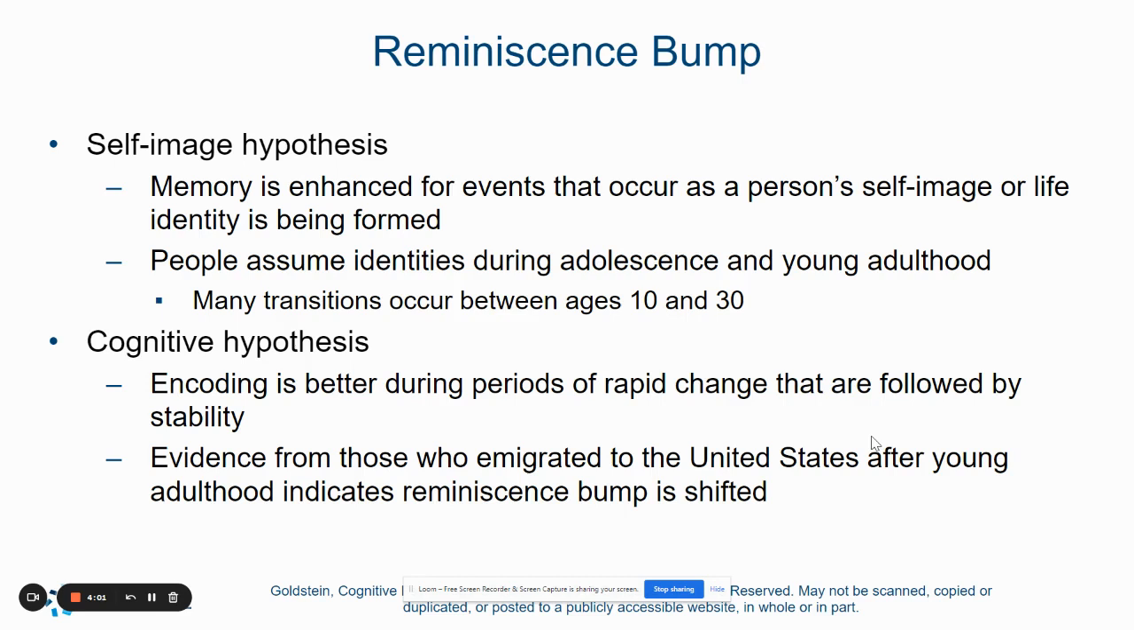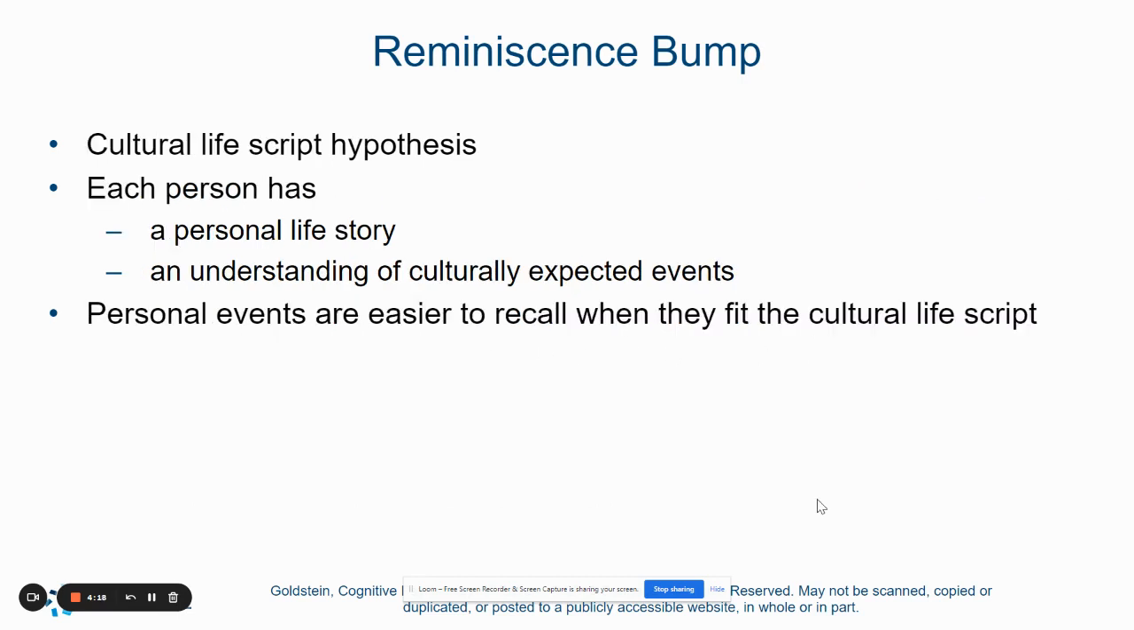There's also this idea of cognitive hypothesis, which says that encoding is better during periods of rapid change that are followed by stability. And this evidence from those who immigrated to the United States after young adulthood indicates that the reminiscence bump is shifted. The cultural life script hypothesis says that each person has a personal life story and an understanding of culturally expected events. And those personal events are easy to recall when they fit into the cultural life script.